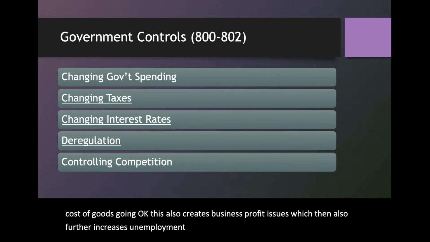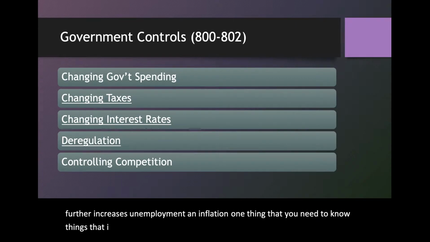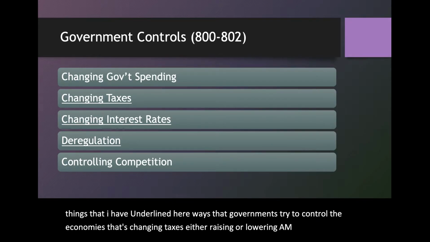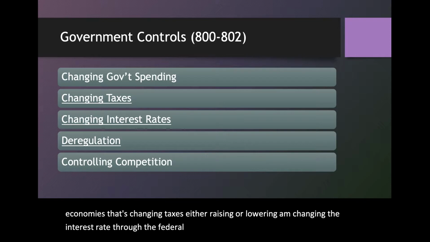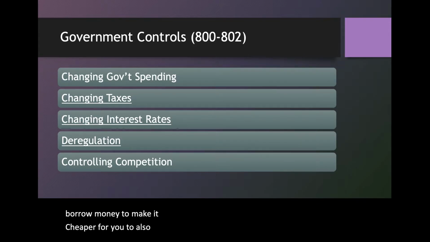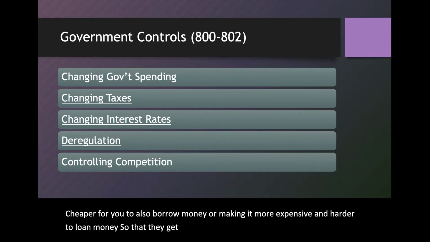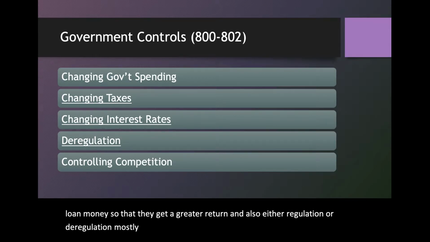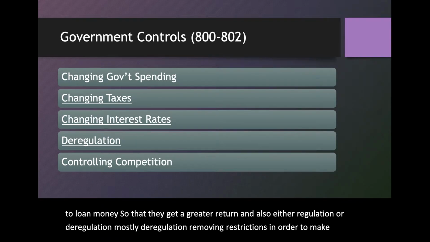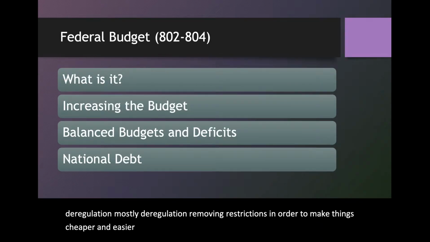One thing that you need to know, things that I have underlined here, are ways that governments try to control the economy. That's changing taxes, either raising or lowering them; changing the interest rate through the Federal Reserve, meaning making it cheaper for banks to borrow money so it's cheaper for you to also borrow money, or making it more expensive and harder to loan money so that they get a greater return. And also either regulation or deregulation, mostly deregulation, removing restrictions in order to make things cheaper and easier. Okay, you guys are going to look through the federal budget on your own, okay?